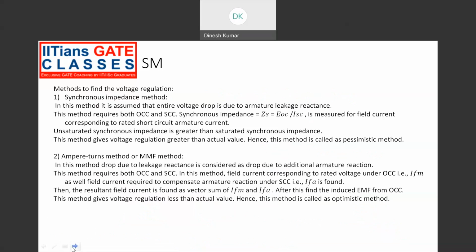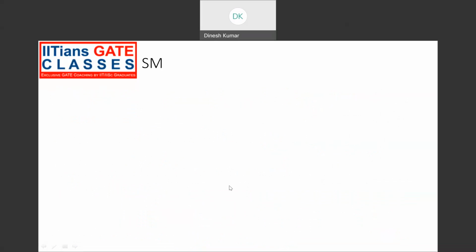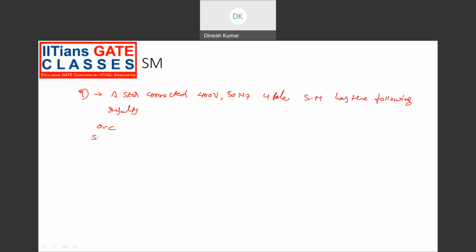Let's see one example. A star connected 400 volts synchronous machine has the following results. One is the open circuit result, the other one is the short circuit result.